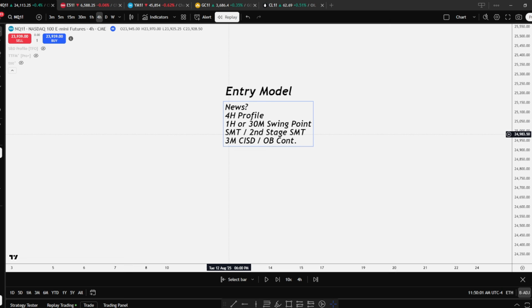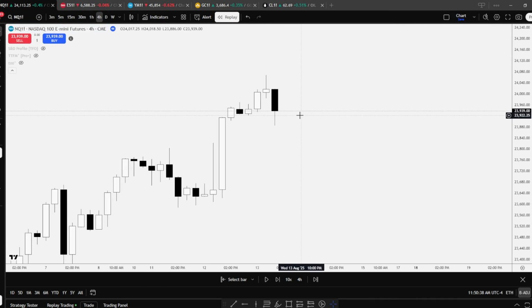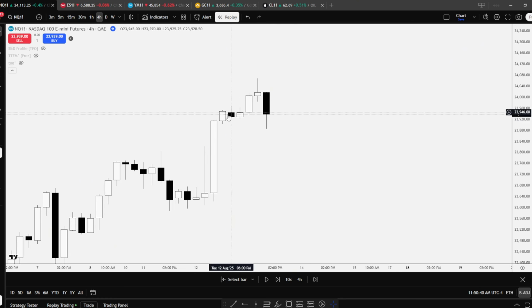After that, we have to have SMT, and then we look for a second stage SMT to confirm our bias. And then after we have all of this, we look for our 3-minute change in delivery or order block continuation.